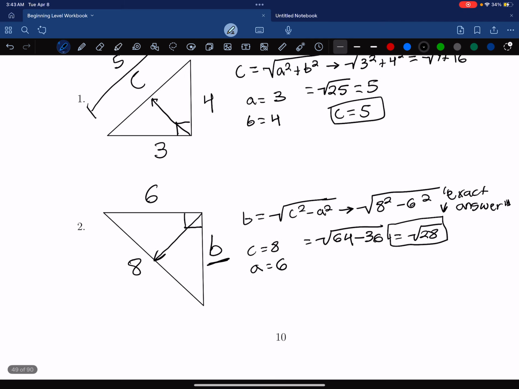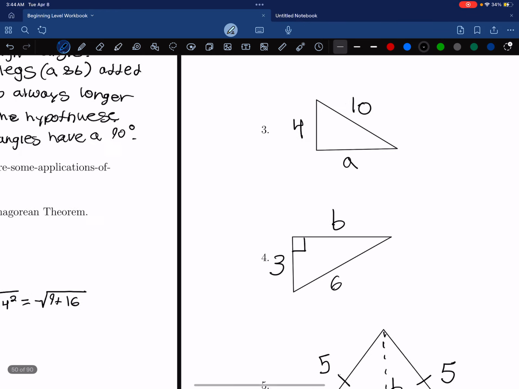But to get a better understanding of what that value is, if you evaluate that in your calculator, you will get approximately 5.29. So this length B here, I'm going to give myself room for that, but it's approximately 5.29.